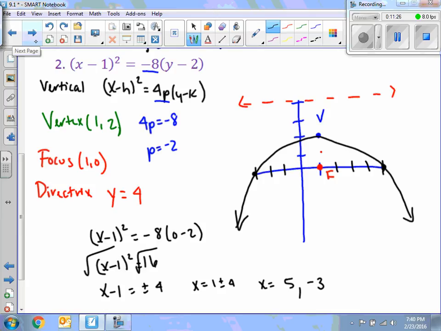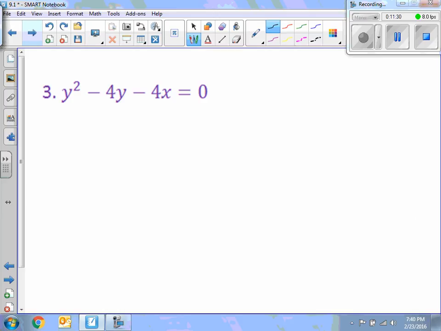Alright, so we're just going to keep doing some more examples like this. Here I have y squared minus 4y minus 4x equals 0. Now, this isn't in standard form for anything here, so what do we have to do? You guessed it, we have to complete the square. I have y squared, so I know right away, since my y is the squared one, that it's going to be horizontal.